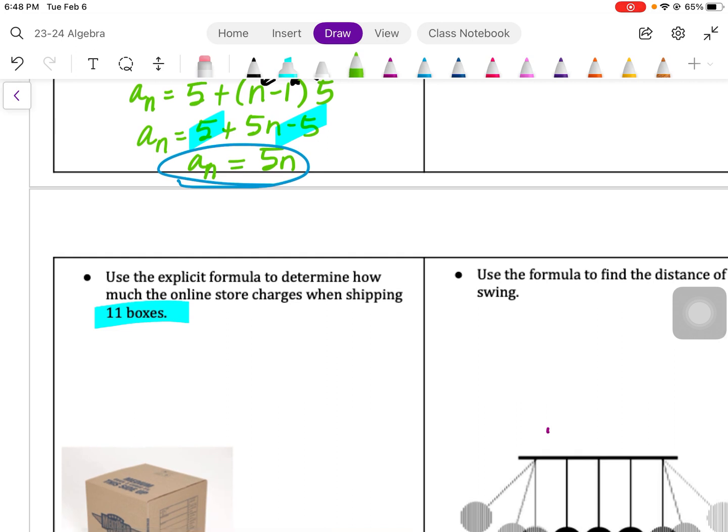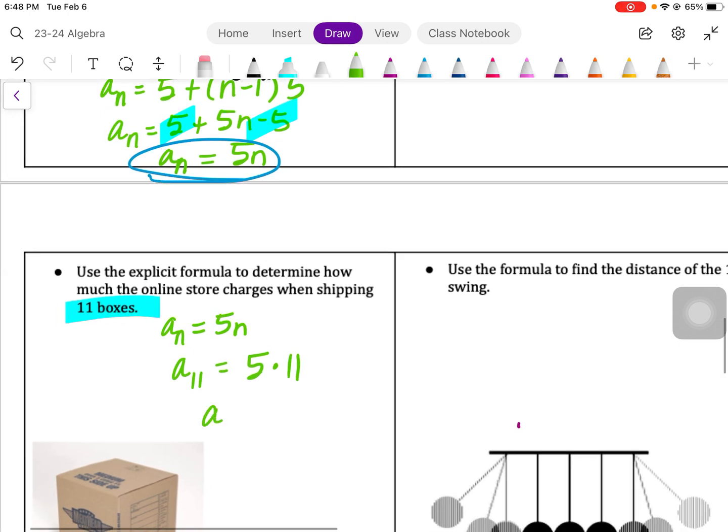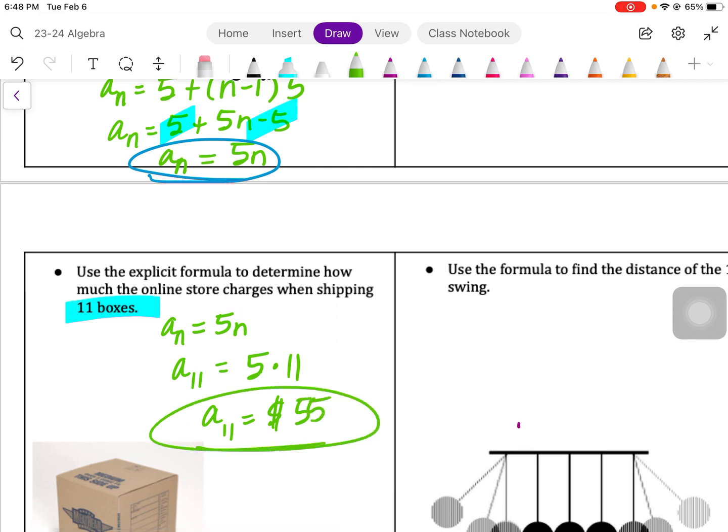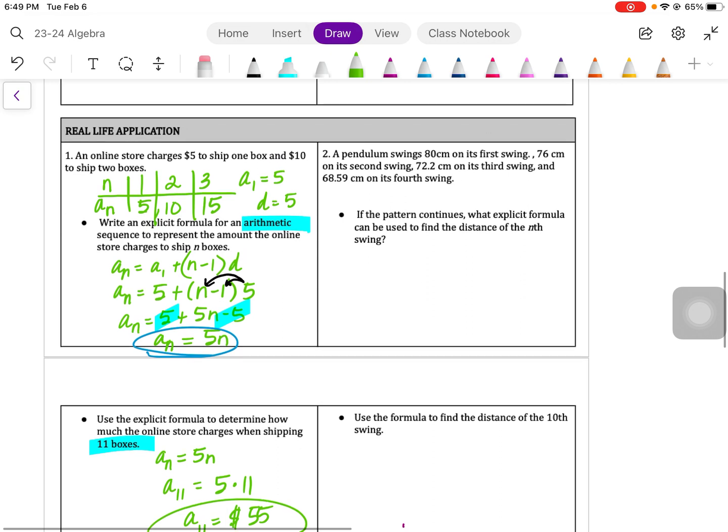So if a sub n is equal to 5n, then a sub 11 must equal 5 times 11. So my answer is $55. It's going to cost $55 to ship 11 boxes. Okay, so that one not so bad. Let's go to this one.